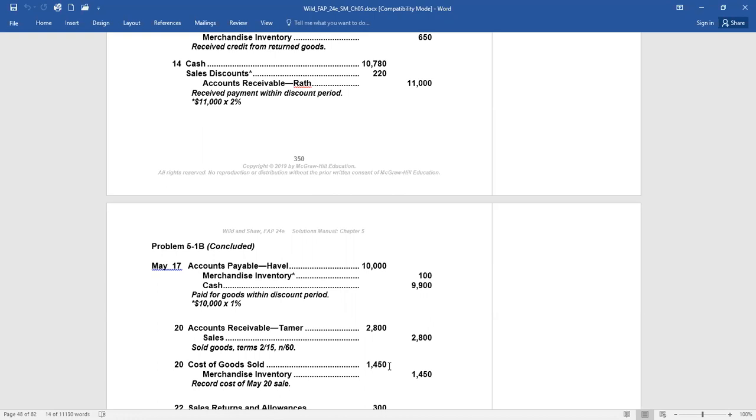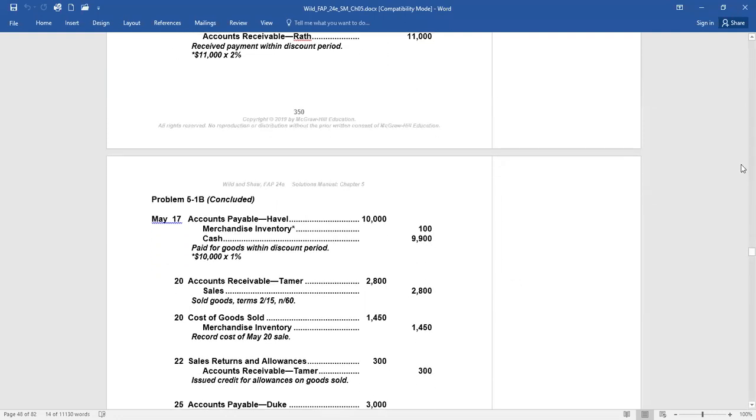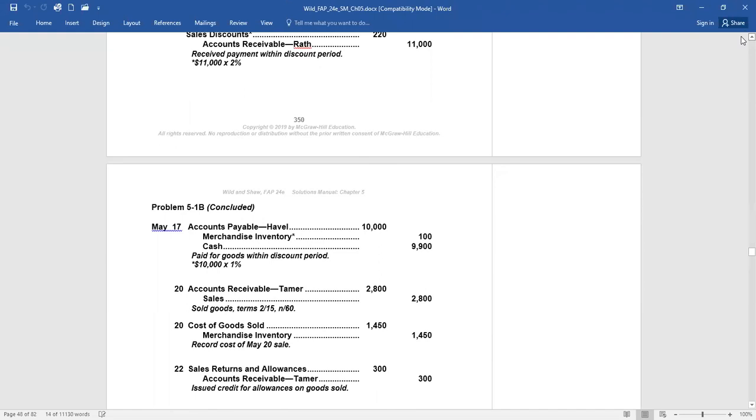The 22nd, IKEA gave a price reduction allowance of $300 to Tammer for that merchandise we just sold to them and reduced their accounts receivable. So at some point, Tammer might have called up and said, hey, you guys sent some defective merchandise. Do you want us to send it back or do you want to give us an allowance on the sale? So IKEA said, we'll give you an allowance. So they said, keep the merchandise, Tammer. We'll just reduce your bill by $300.